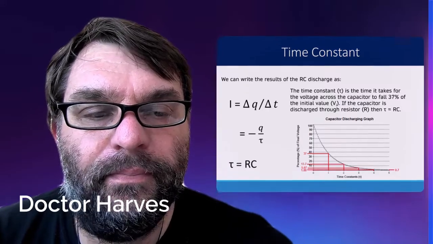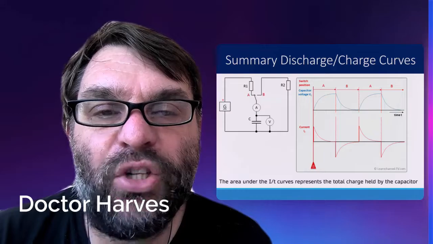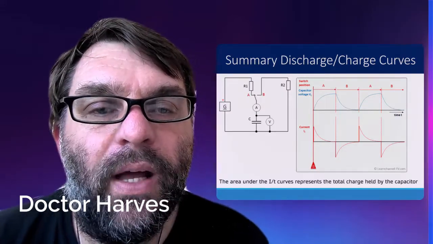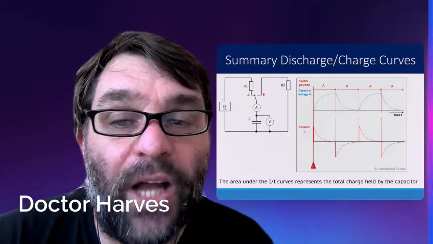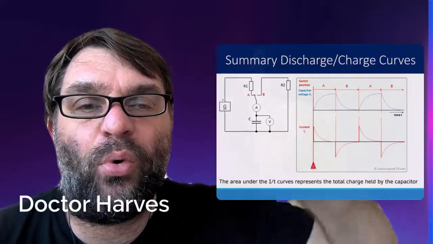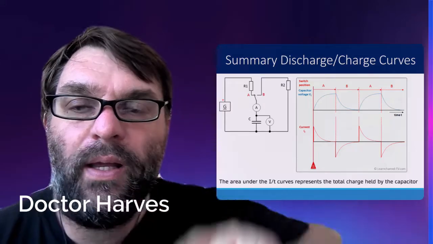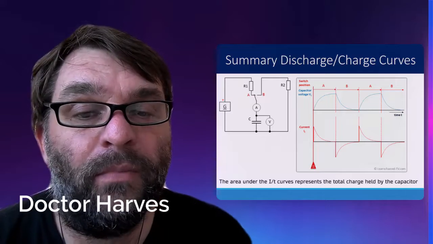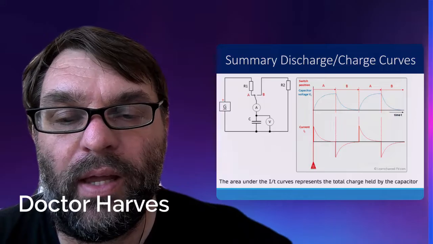And finally, that's just a summary of the charge and discharge curves. So you'll basically see that for a capacitor, the voltage when it's charging over time is the only one that goes like that, and all the rest, the voltage-time and current-time graphs, are all the same decay curves like that. And the area under the curve of the current-time graphs represents the total charge held by the capacitor.